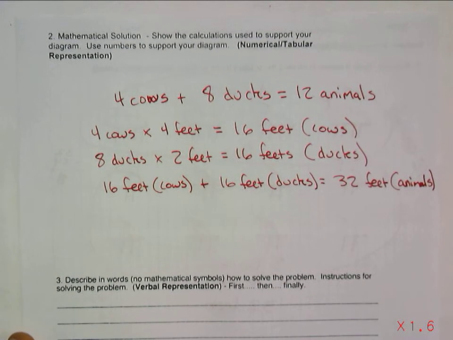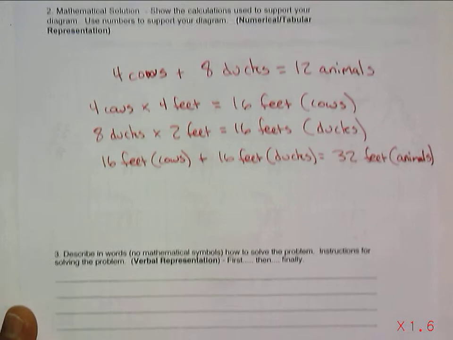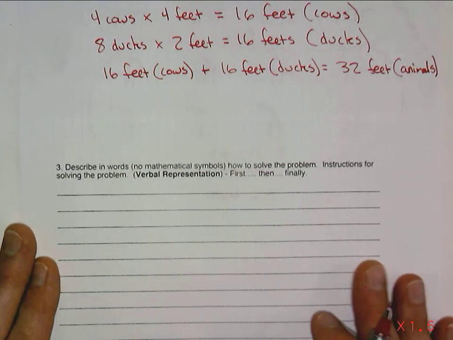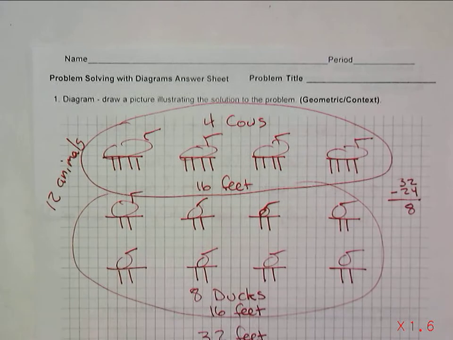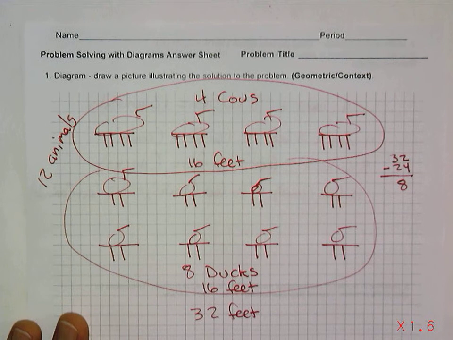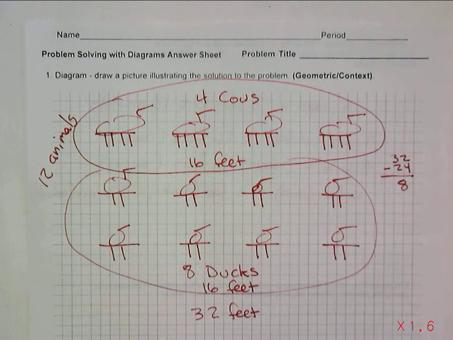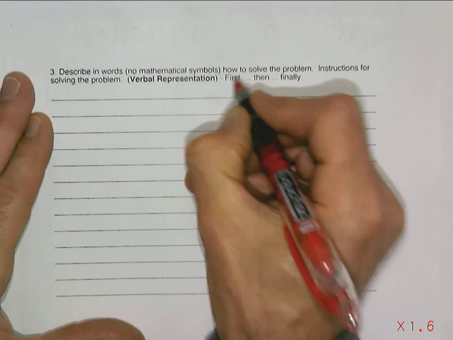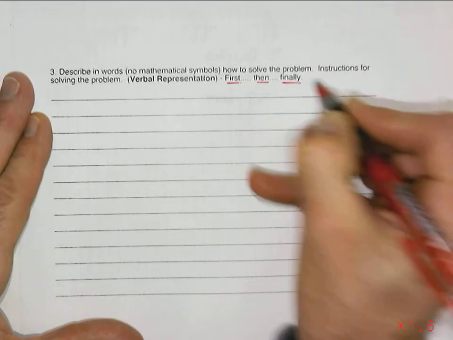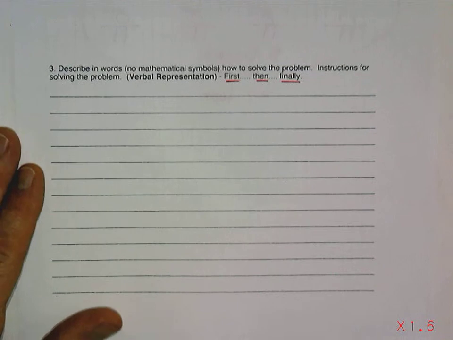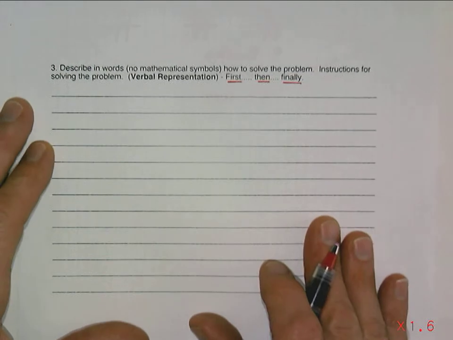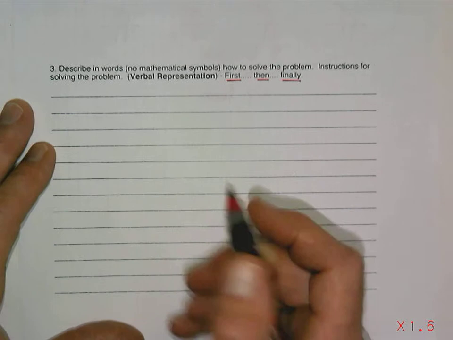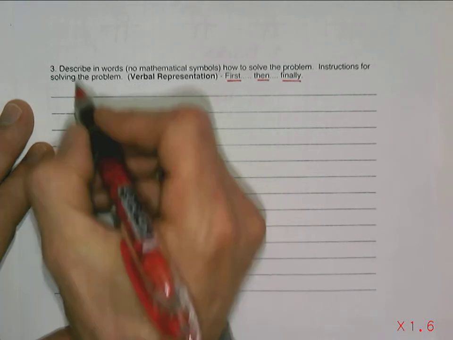And finally, what I want to be able to do is go back now and basically give instructions, like how did we do this? Because if you just looked at the diagram and say, well, how did you know there were 4 cows and there were 8 ducks? Without explanation, the diagram alone by itself doesn't explain how I got this answer. So I'm going to go to now written explanation. I'm going to use this format of first, then, and finally. And there may be multiple thens in the middle because I might take extra steps. But the idea is that I should be able to describe the process that I used to solve this problem. And this is what I did.